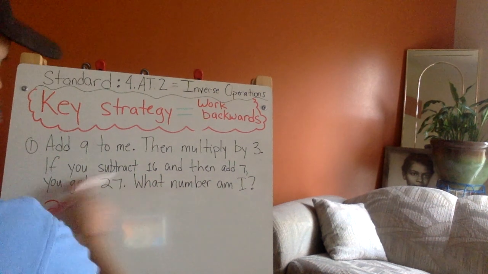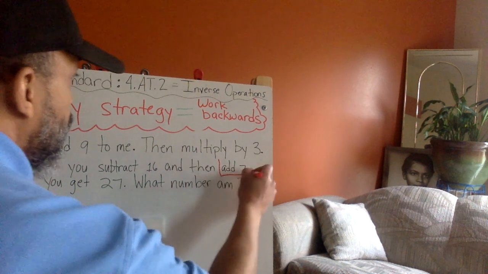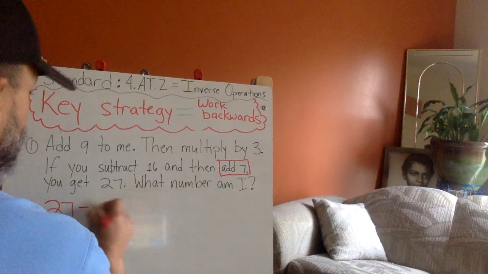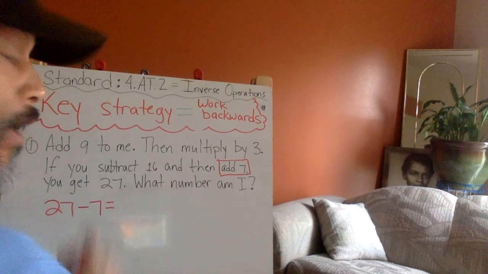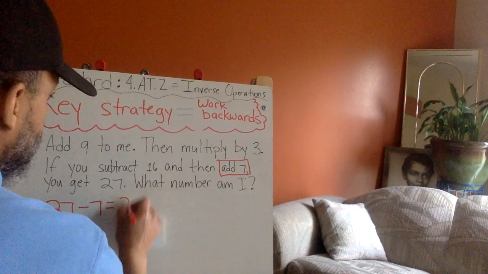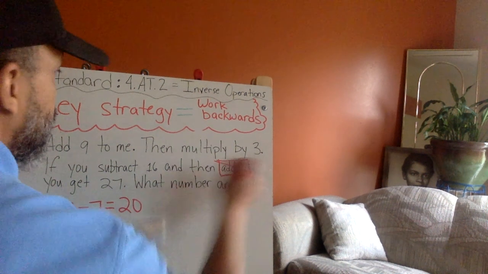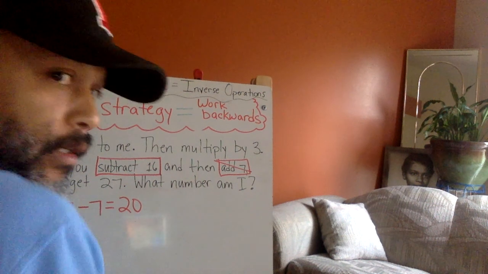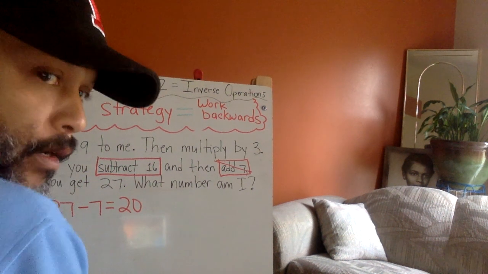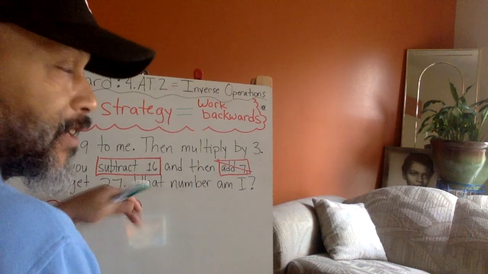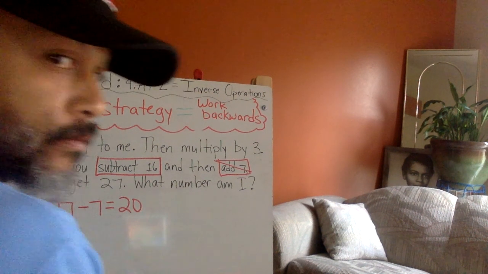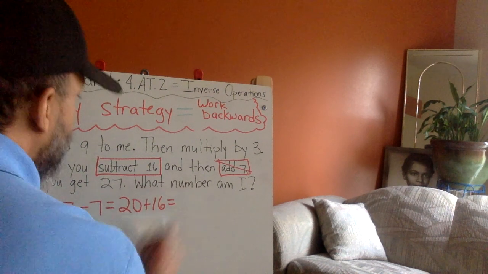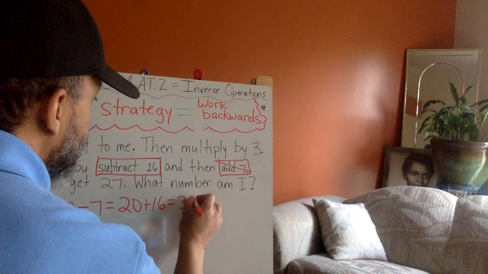Okay. My next instruction going backwards says add 7. So the inverse of adding is subtracting. I'm going to subtract 7. If I subtract 27 minus 7, I get 20. That's done. The next operation says subtract 16. So what's the opposite of subtraction? The opposite of subtraction is, you got it, adding. That's the inverse. So we're going to add 16. If I add 20 plus 16, I get 36.